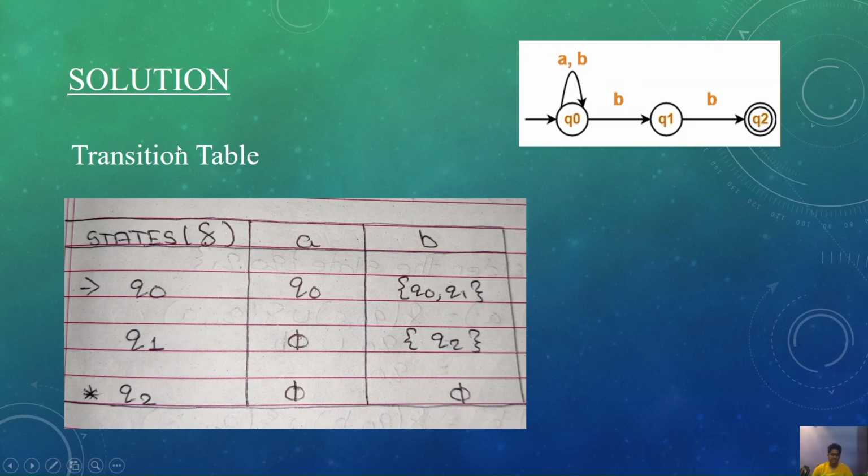So the solution. We first create the transition table. It consists of the states and the symbols A and B. The Q0 on accepting A stays in the Q0 state. Q0 on accepting B stays either in the Q0 state or moves into the Q1 state. Q1 on accepting A is a null state as there is no outgoing state from Q1 on A. Q1 on accepting B moves into the final state Q2. Q2 on accepting both A and B is a null state as there are no more outgoing states from Q2.